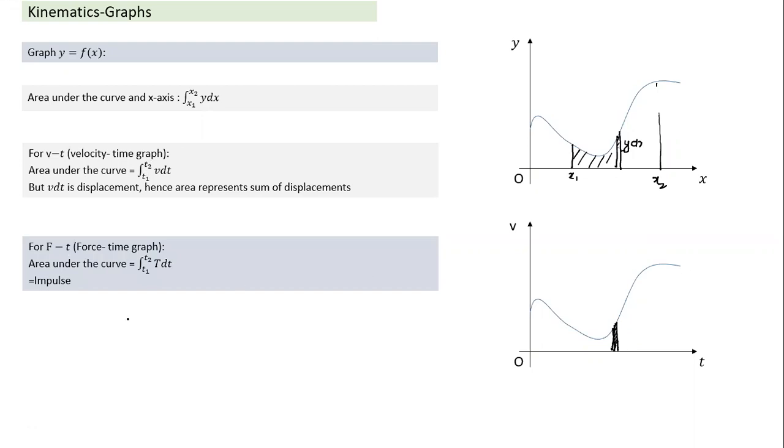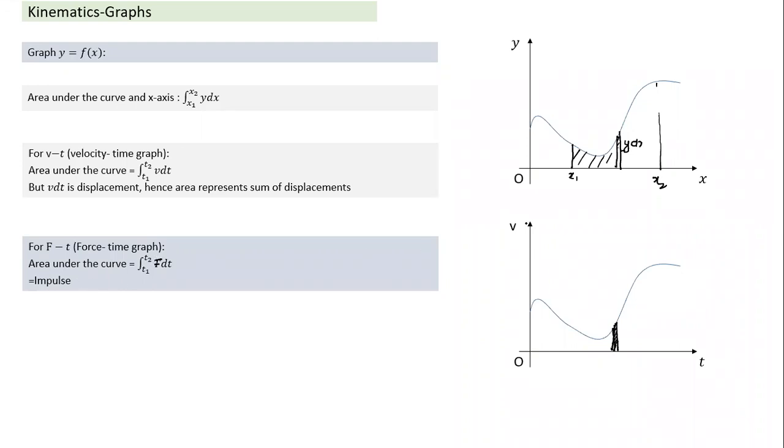Similarly, suppose it was an FT curve. Suppose any curve is given, our logic is the same. So for the FT curve, what is the area? So the area under the curve will be F dt. What is F dt? What is the quantity F dt? F dt is impulse. So the area under the FT curve would have given impulse, and impulse during a time interval is equal to change in momentum. So this is something we can do.